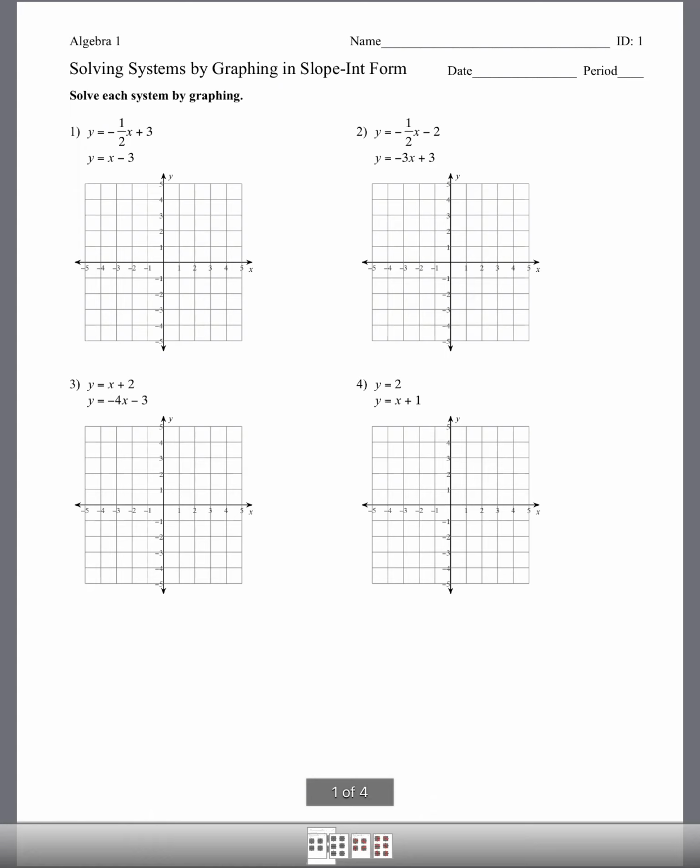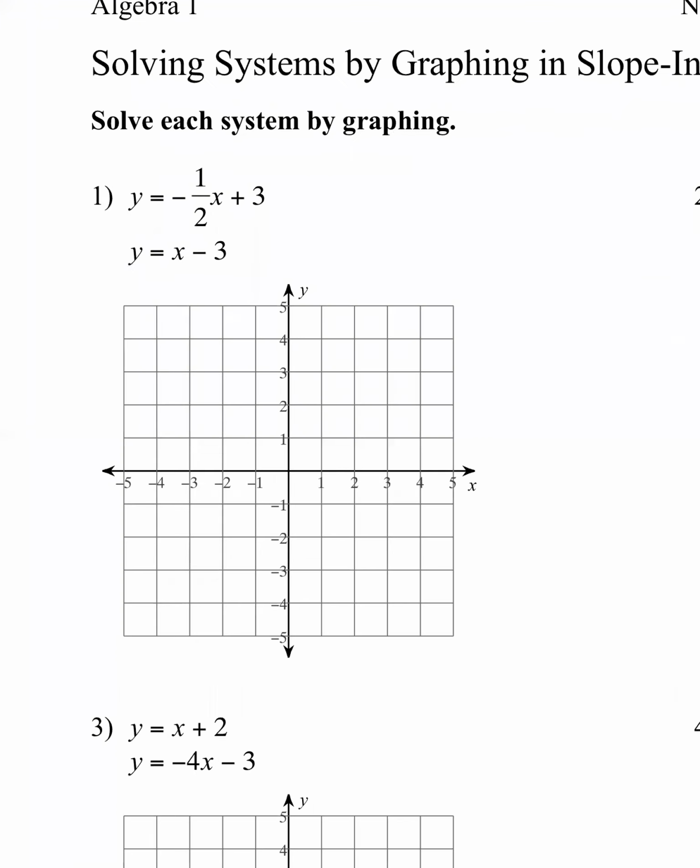So let's just zoom in on number one. A system is just when you have more than one equation. And the solution to a system, in this case, is going to be an ordered pair that works for both of them. When we solve by graphing, all we have to do is graph both lines, and the one point where they meet, where they intersect, is a point that works for both equations. So that would be my solution to the system.